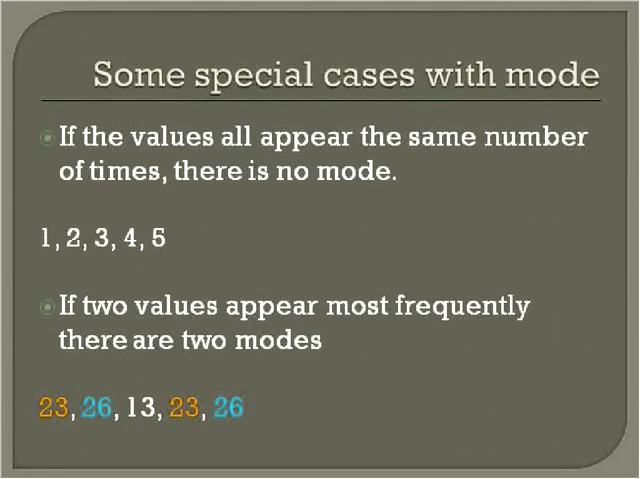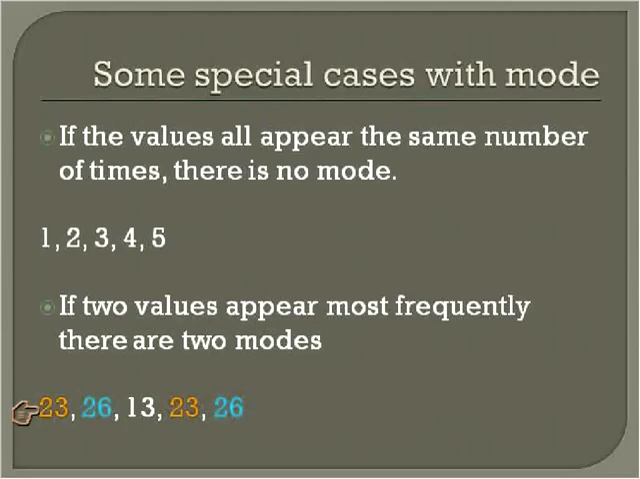So here are some special cases with mode. The first special case is if all the values appear the same number of times, there is no mode. For example, in this list, 1, 2, 3, 4, 5, each number is listed just one time, so there is no mode, because no number appears the most.